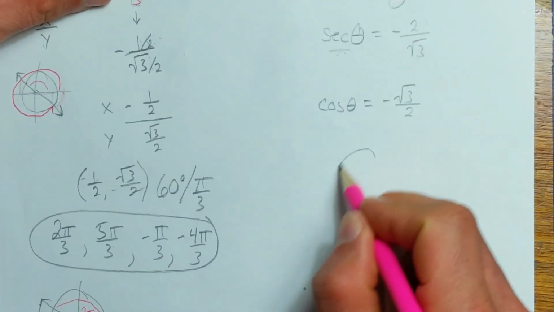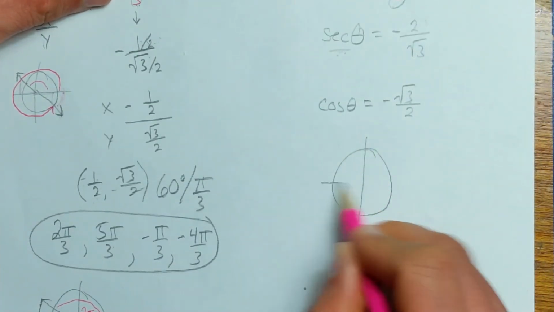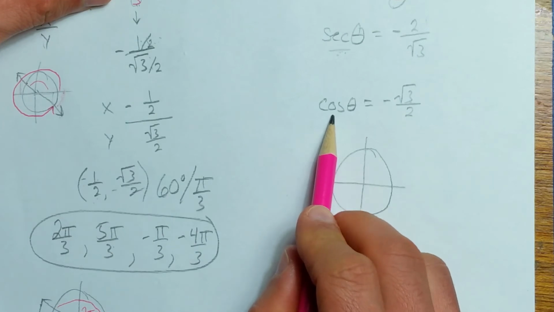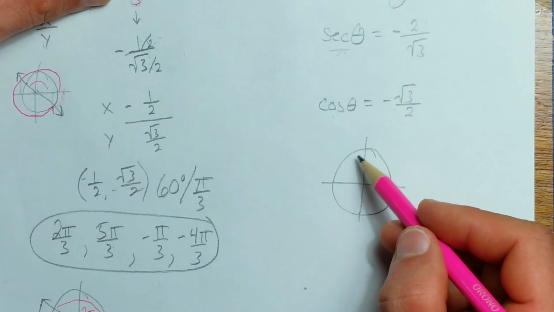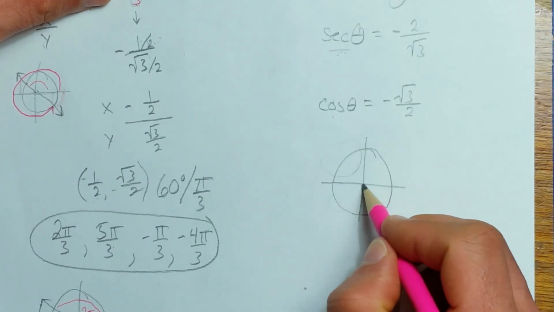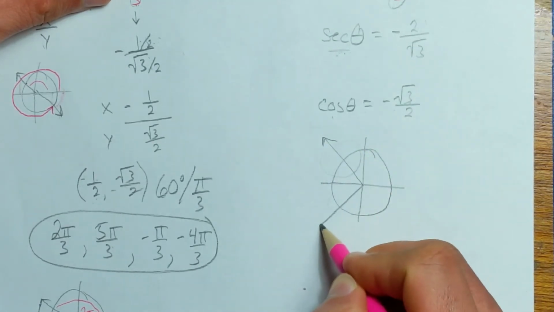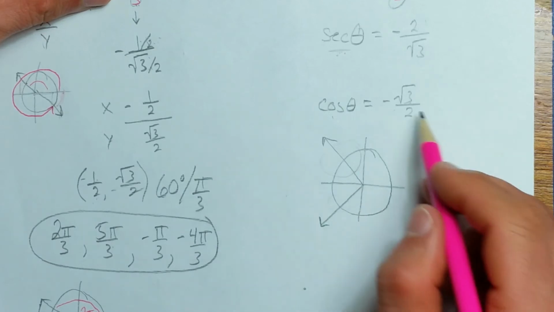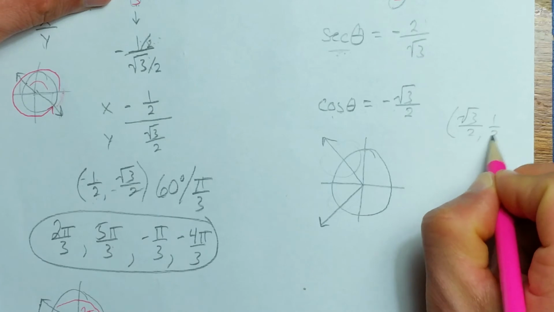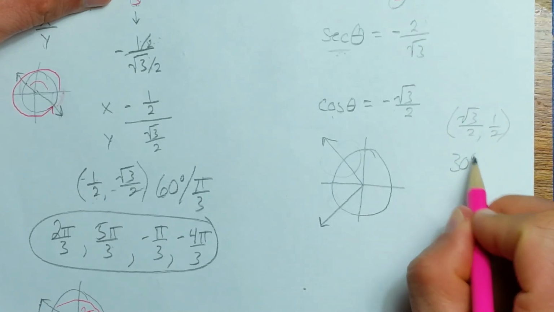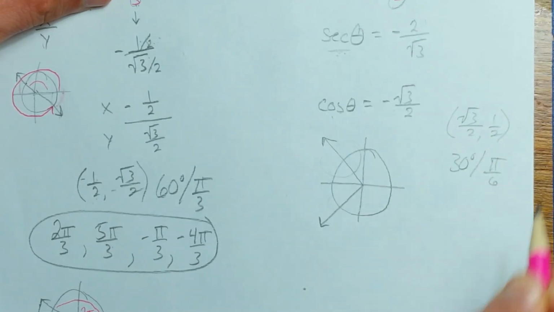Now when I draw my little picture, this is cosine, so remember this is like an x value. If the x value is negative, that means you move to the left. That means it's one of these two quadrants. That means you're either here or here. And now if the x value is the square root of 3 over 2, that means the y value is 1/2. That means you're looking at a 30-degree reference angle, or pi over 6.